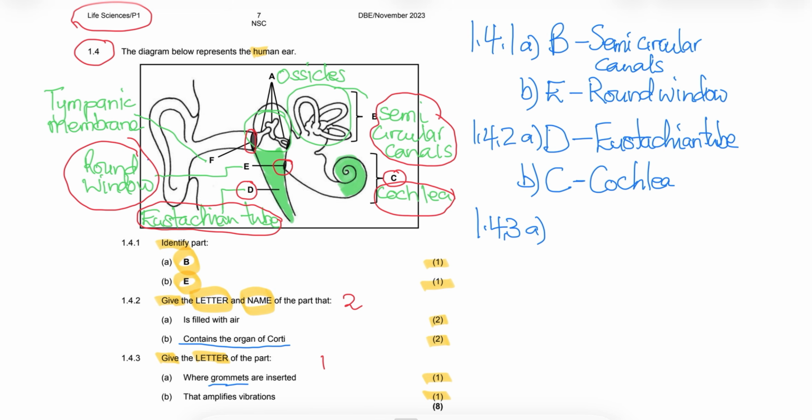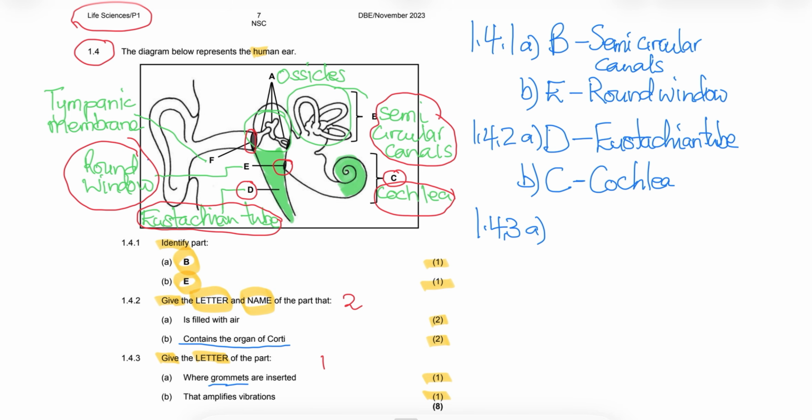So grommets are tiny plastic tubes that are inserted into the tympanic membrane, which is our eardrum, and they are used for treating middle ear infections. And how do they treat these middle ear infections? They do so by equalizing the air pressure that is found between the middle ear and the outside environment.